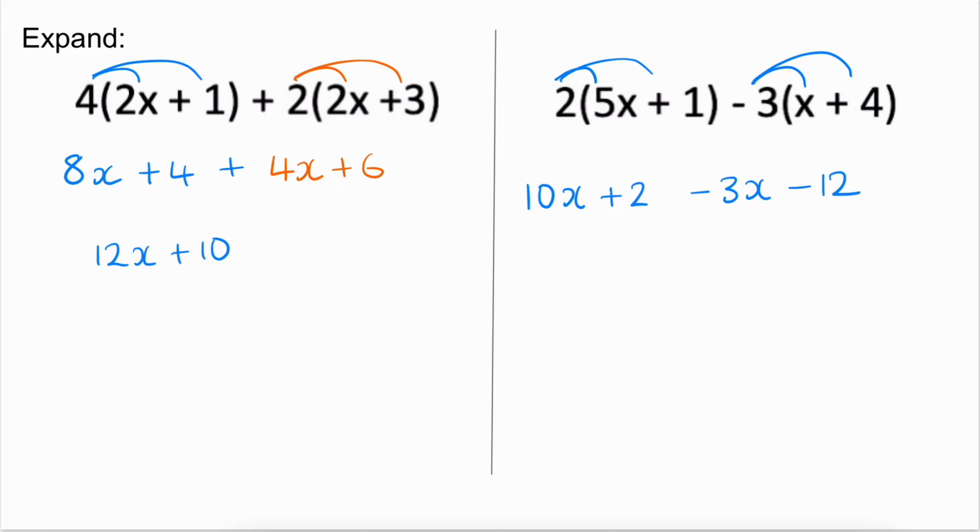And then again, I can collect my like terms. So I've got 10x minus 3x. So I have 7x in total. And then I've got 2 minus 12. So if I start with 2 and take off 12, I end up with minus 10. So the final answer there is 7x minus 10.